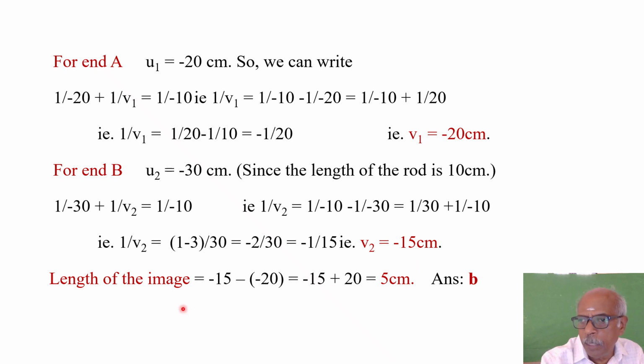So what is the length of the image? V1 minus V2. So minus 15 centimeter minus of minus 20 centimeter. So minus 15 plus 20. This is 5 centimeter. So option B is the right answer. The length of the image is 5 centimeter for the given rod of length 10 centimeter. So option B is the right answer.